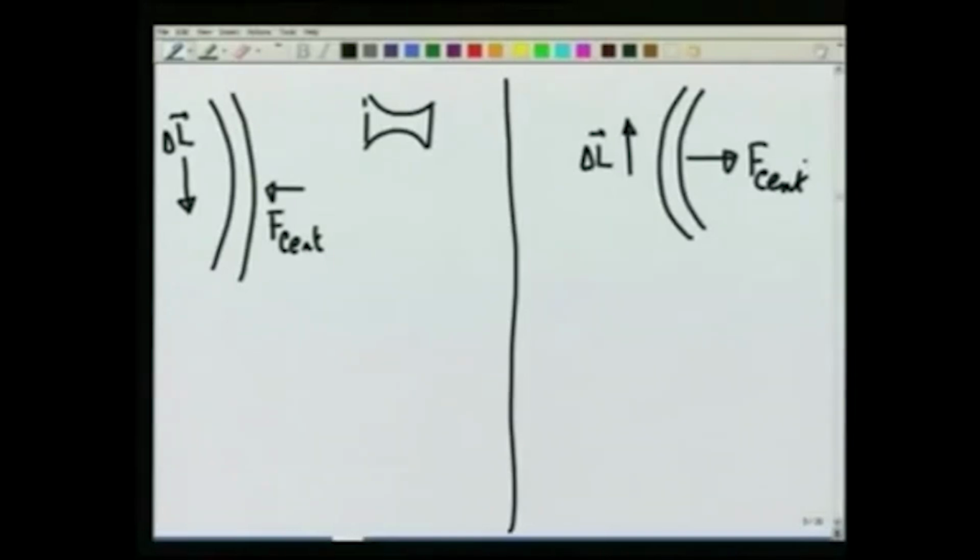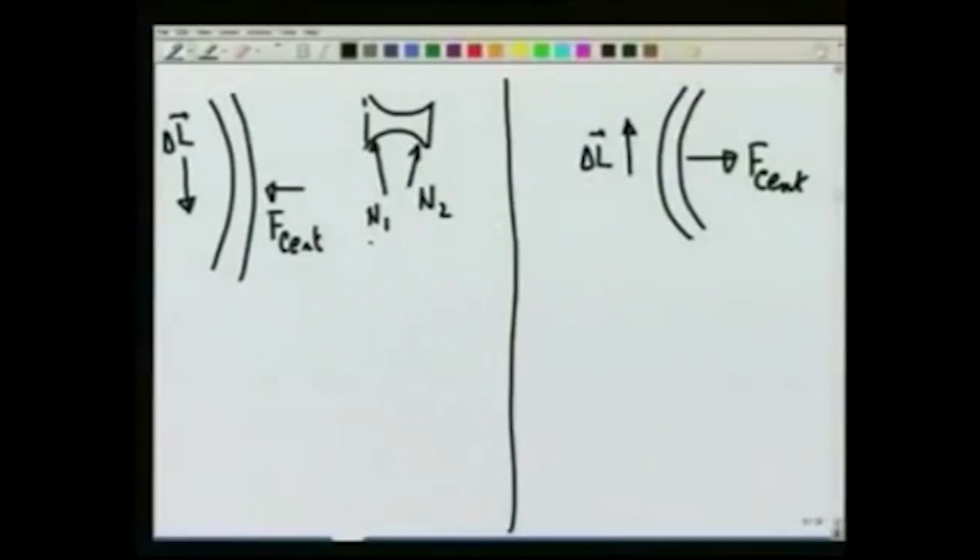Let us look at this cylinder from behind. Then the normal reaction on this side would be N1, and on this side would be in this direction N2. If the centripetal force has to be to the left, you can see in this case N1 has to be greater than N2, and therefore the center of mass can turn to the left.